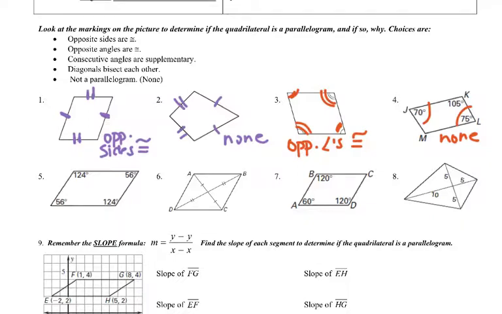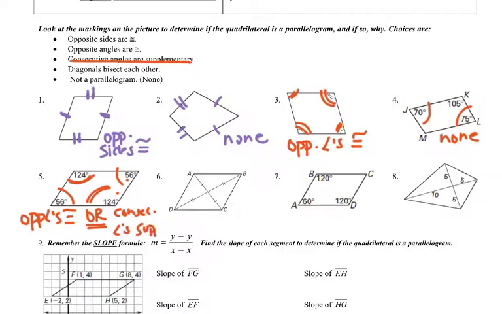Versus here, now we've got kind of two choices. I see opposite angles congruent, so I can use that one, or it would also be correct to say this one, consecutive angles are supplementary, because those two angles add up to 180. Consec angles sup, if I just abbreviate.